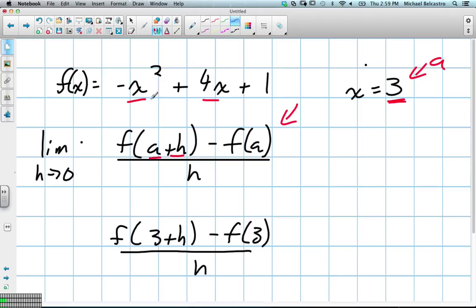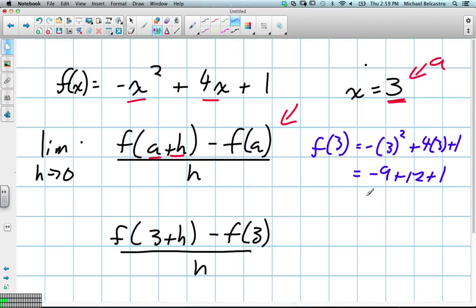So I'm going to quickly do this on the side. f at 3, which is this equation here, becomes negative x, that is 3 squared, plus 4 times 3 plus 1. In this case, we have negative 9 plus 12 plus 1, right? Yep, that's 4. So f at 3 is 4. So I replace this value with the value of 4.